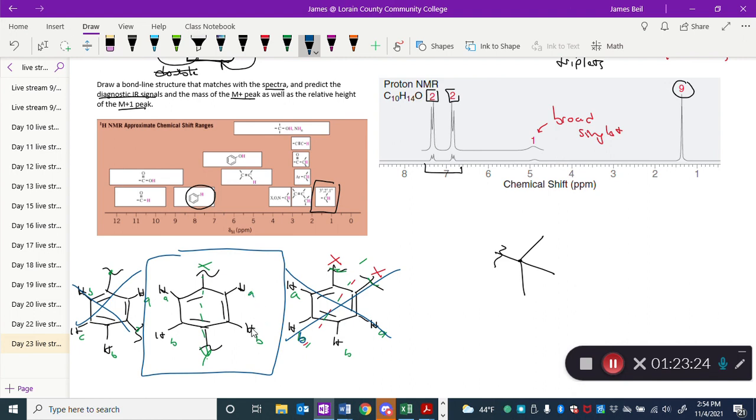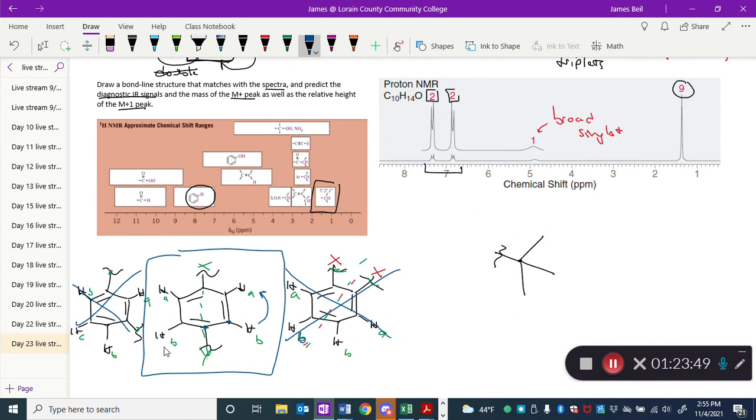HA is going to be splitting B. There's nothing here to split it if there's another group attached. There's no proton there. This one over here can't split it because they're equivalent. The 2 B's are equivalent to one another. And this one's too far away. So this A would be splitting B into a doublet, and that could account for one of these doublets. And then B would be splitting A back into a doublet, and that could account for the other doublet.